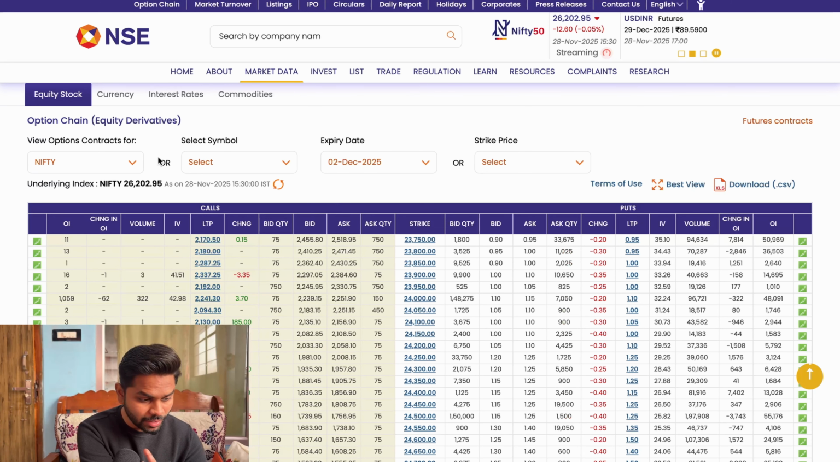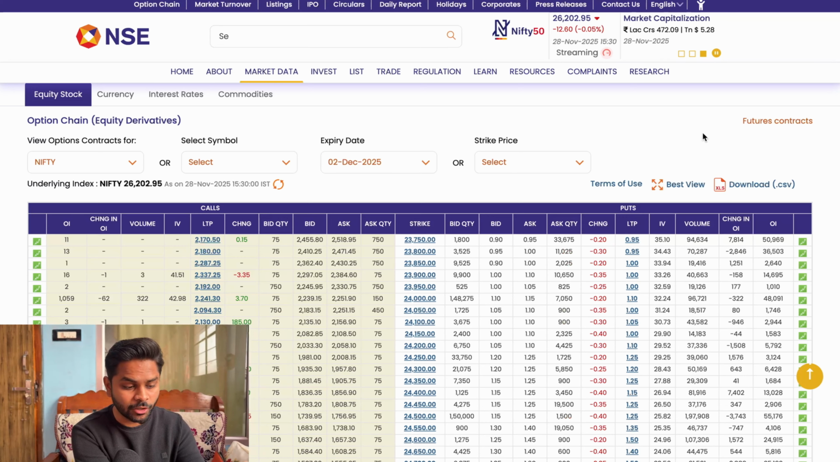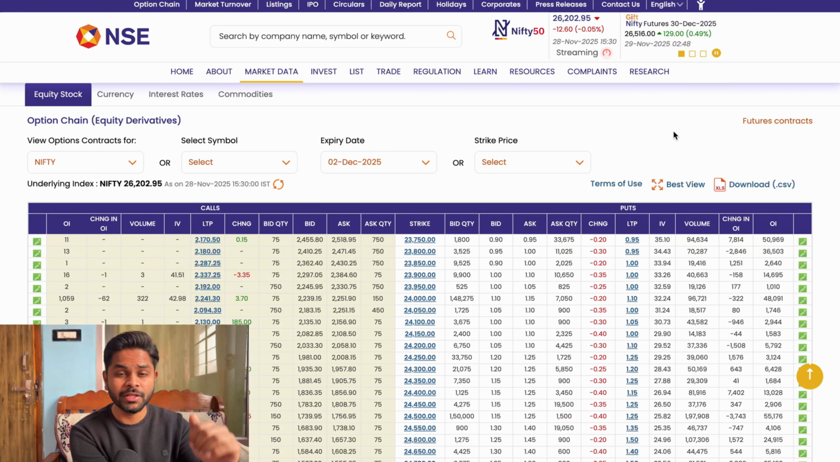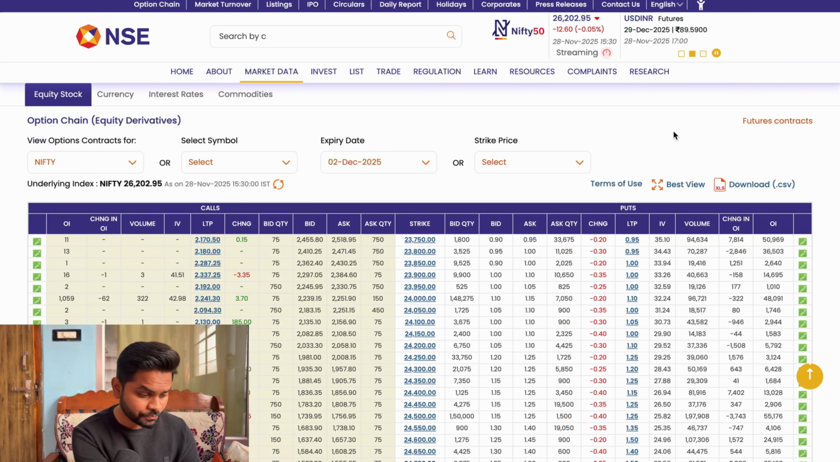So now we have understood the first step, how to go through all these things, how to select Nifty stocks or expiry, and everything. If you have understood, write to me in the comment section, I understood.